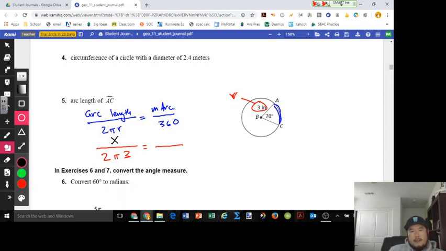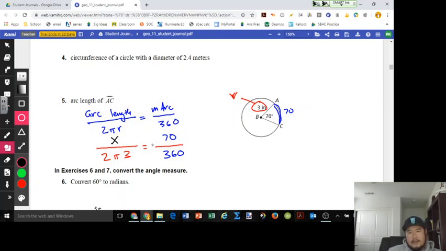And now let's figure out, well, what's the measurement of our arc? Remember, this is arc AC. From a chapter ago, we figured out that the measure of this arc is the same as the central angle. So if my central angle is 70, the measure of this arc right here is going to be 70 as well. So we got 70 over 360. And then you can go ahead, cross multiply, and solve things out. Okay, so that would be our next step.